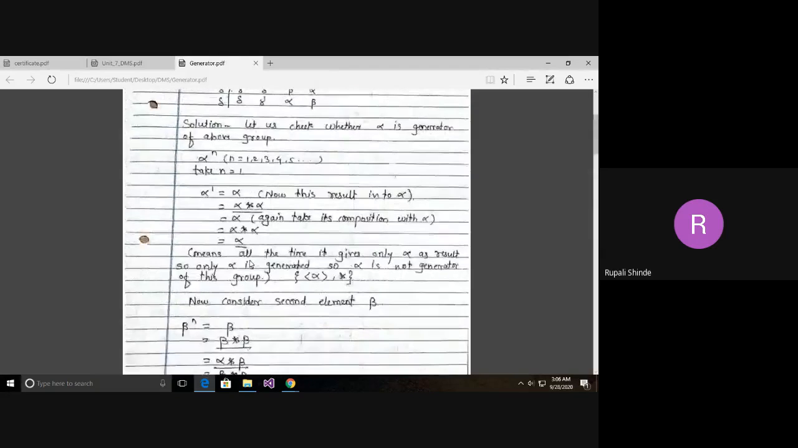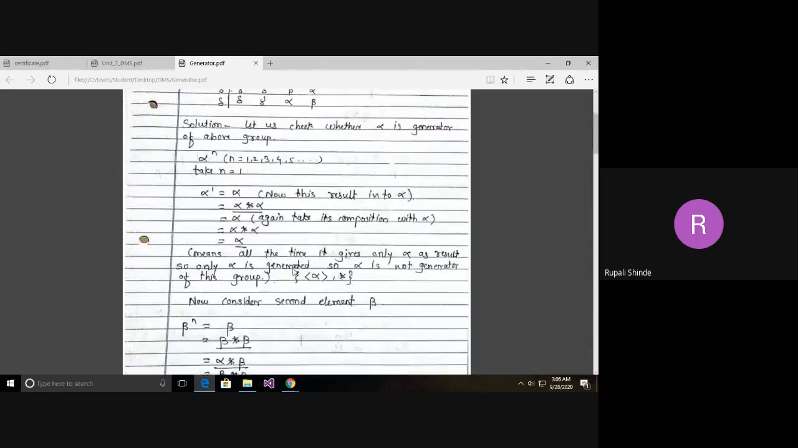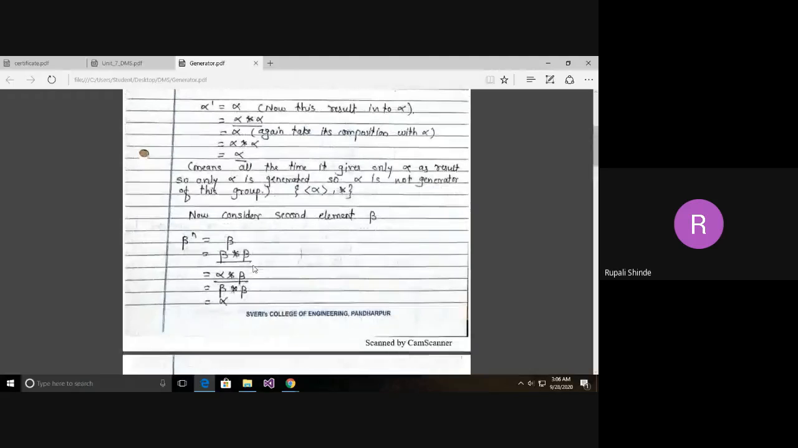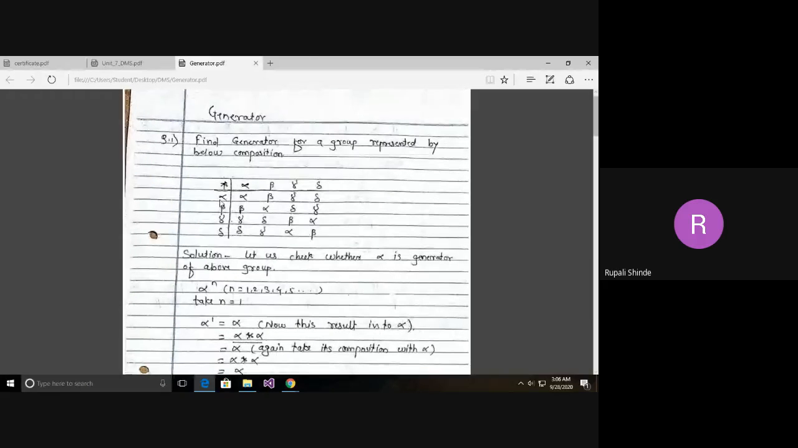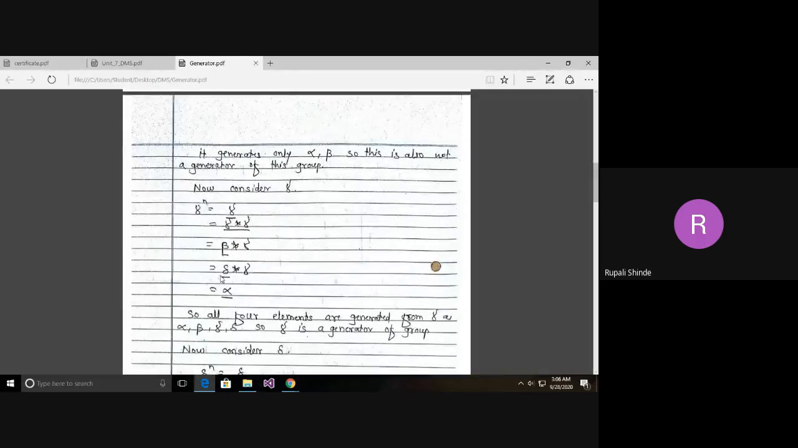So gamma star gamma. What is the result? Beta. So that result we have written here beta. So again we have to take its composition with gamma. So beta star gamma. What is the result? Delta. Okay. So result for this step is delta, and that is written over here.